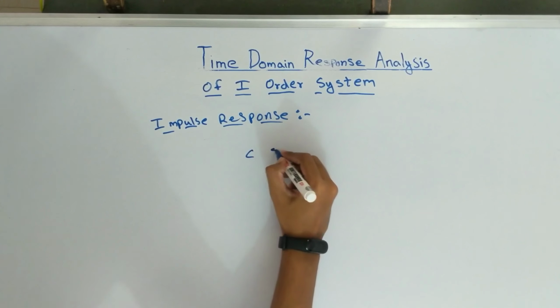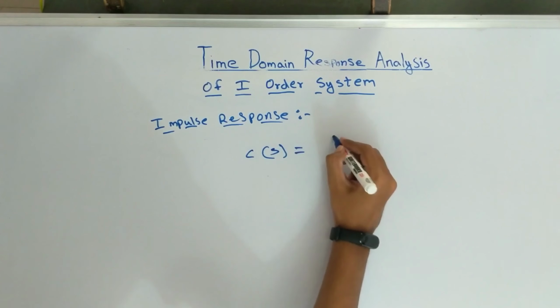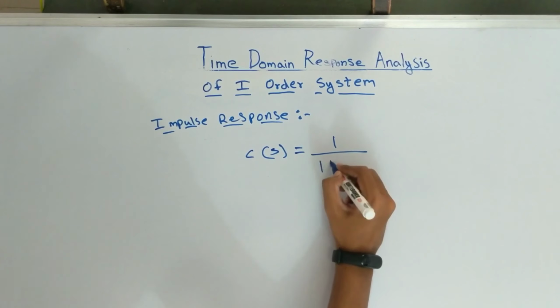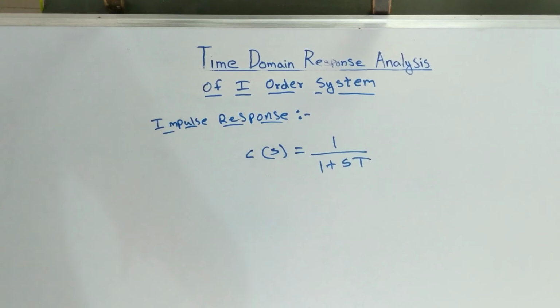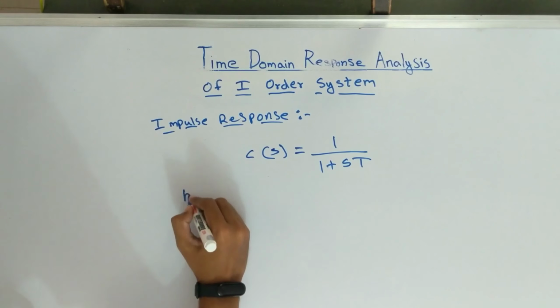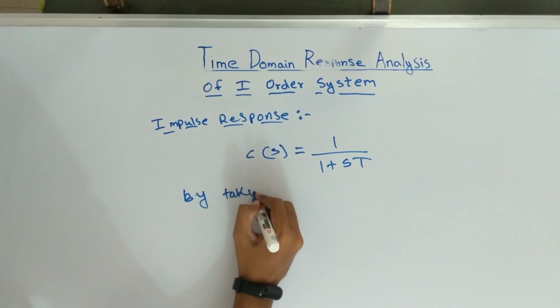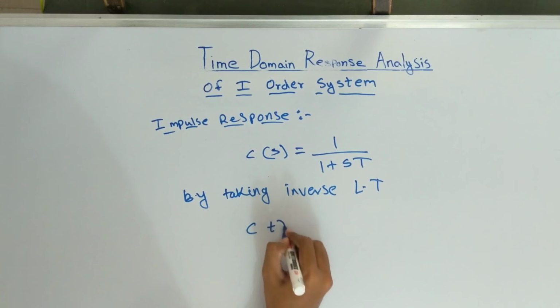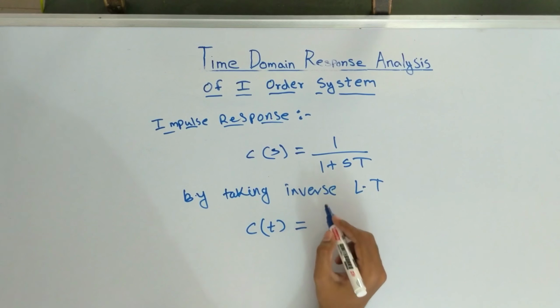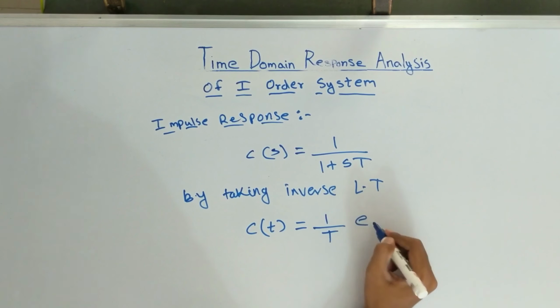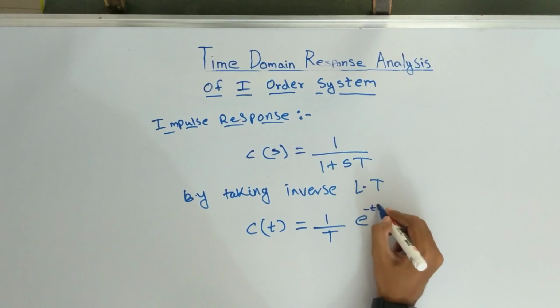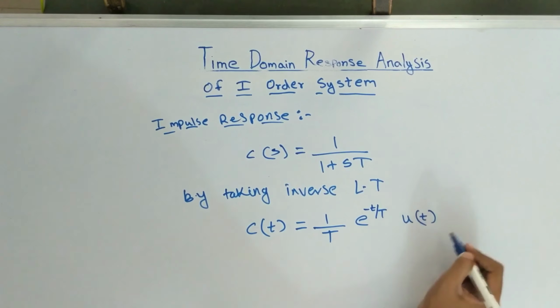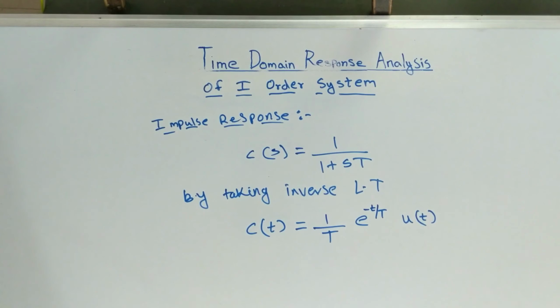We know that the transfer function of a first order system is 1 upon (sT + 1). By taking the inverse Laplace transform, we get c(t) = (1/T) e^(-t/T) u(t). It is the inverse Laplace expression of the standard first order system.